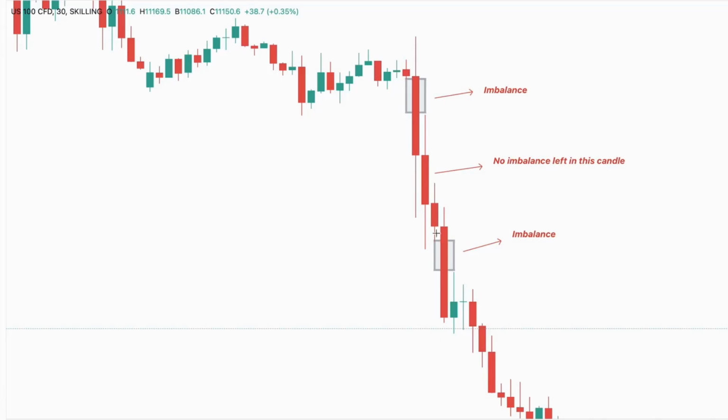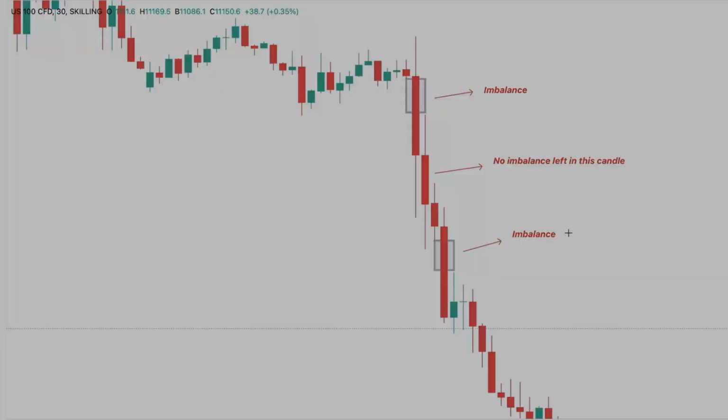In this chart example, price dropped down impulsively and left this imbalance. However, price didn't leave a fair value gap in the second candle because, as we can see here, the wick of the previous candle was covering the body of the second one. In this fourth candle, price left this small fair value gap.